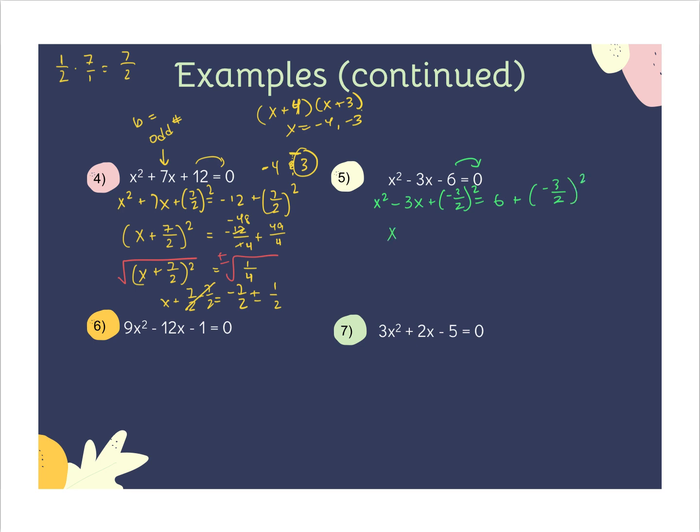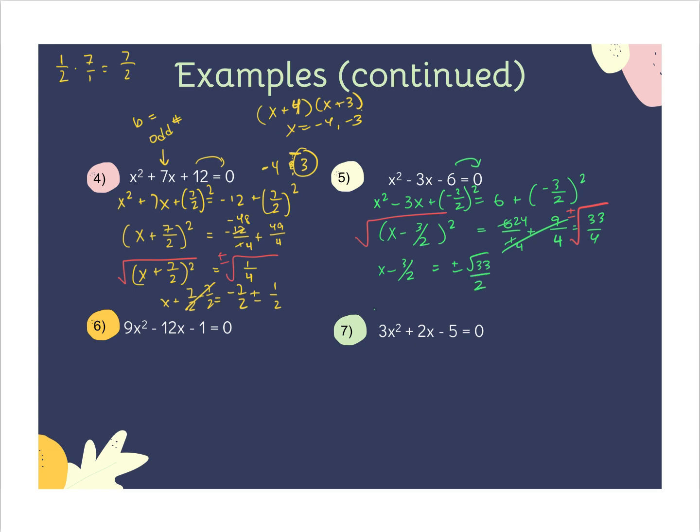So I know this is going to transfer to x minus 3 halves squared, and this side needs a little bit of work, right? So I've got 6 over 1 plus, and this is going to be 9 over 4. So if I'm going to change this to 4, I'm going to change this to 24. So this here is going to be 33 over 4, right? So now I'm going to take the square root of the left and the plus minus square root of this other side. So it's going to leave me with x minus 3 over 2 on the left, and on the right, it's going to leave me with plus minus radical 33 over 2.